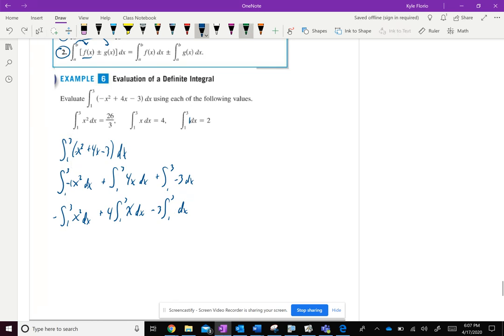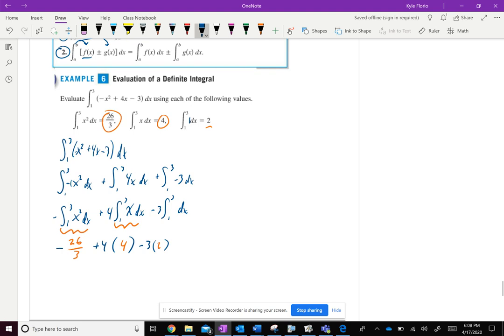And now we can directly substitute in. This right here we know is 26/3. That was given to us. We didn't have to figure that out. That was nice. So I got negative 26/3 plus 4 times the integral of the function from 1 to 3 of x, which we know is 4. So I'm going to plug that in right here. This thing right here is just 4. And then we have minus 3 times the integral of dx, which is just 2.